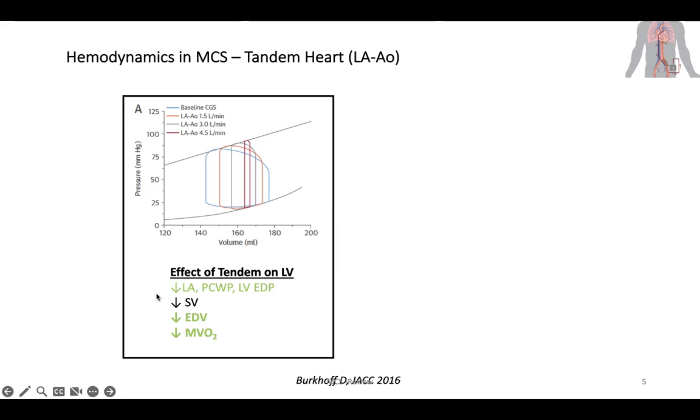you basically reduce the preload of the left ventricle, so you decrease the left atrial pressure, you're going to decrease the LV end diastolic pressure, and of course, consequently, you're going to decrease as well the stroke volume. As you can see, the curve narrows as the flow goes up. But the good thing is, in theory, you decrease the myocardial oxygen consumption. And in this setting, it's almost impossible to have LV distension.